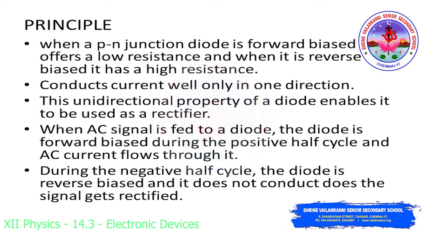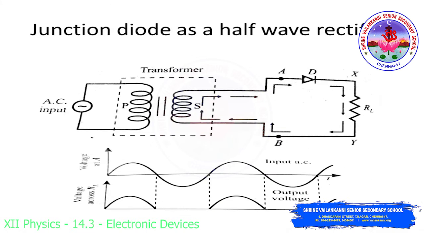When an AC signal is fed to a diode, the diode is forward biased during the positive half cycle and current flows through it. During the negative half cycle, the diode is reverse biased and does not conduct current. So that signal gets rectified. We'll see the junction diode as a half wave rectifier and as a full wave rectifier. One by one, first the junction diode as a half wave rectifier.